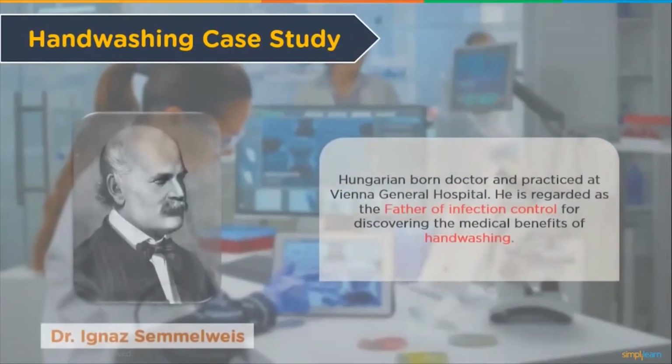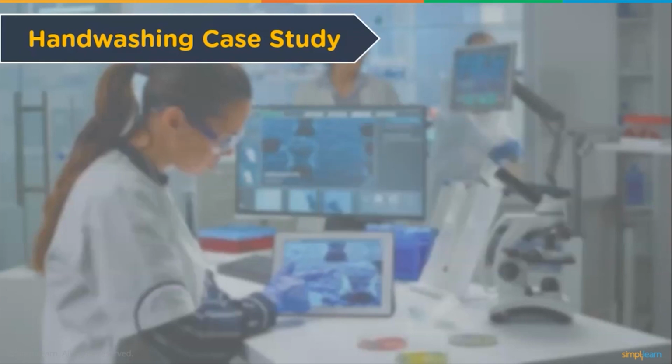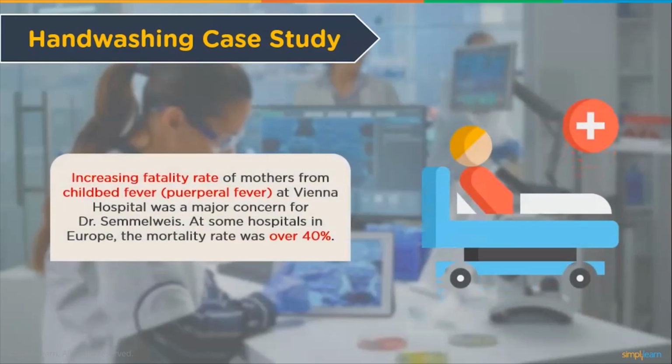Now, meet Dr. Ignaz Semmelweis. He was a Hungarian-born doctor and practiced at the Vienna General Hospital's maternity clinic between 1846 and 1849. Dr. Semmelweis is regarded as the father of infection control for discovering the medical benefits of hand washing. He was very disturbed by the increasing fatality rate of mothers from childbed fever at Vienna Hospital.